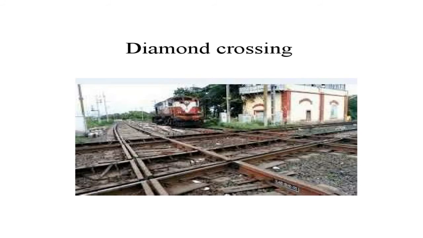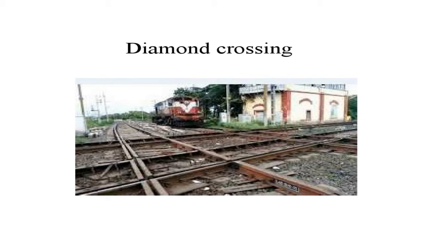This is the diamond crossing. Diamond crossing means if the railway track is intersecting another railway track at an angle more than 90 degree, then it is called a diamond crossing. So here also no points are required. Now this kind of crossing can be seen at Nagpur, where the north-south connecting railway track and the east-west connecting railway track merge, that is a diamond crossing.